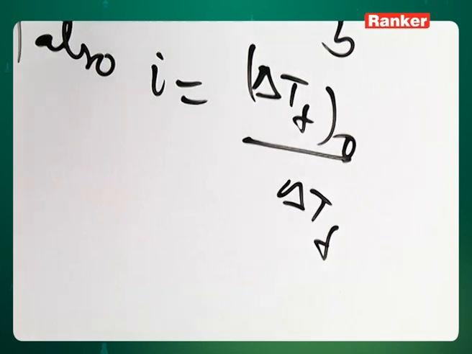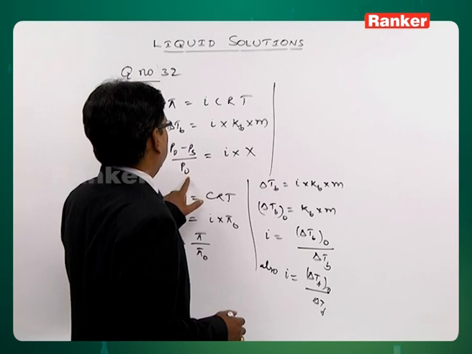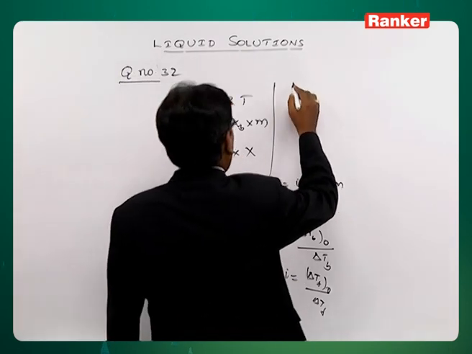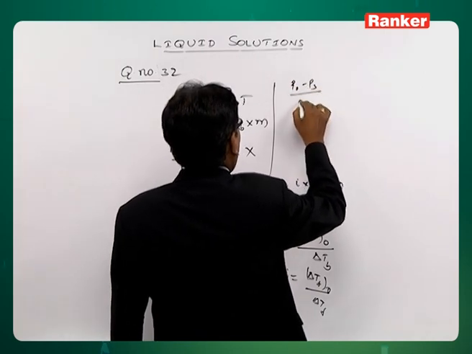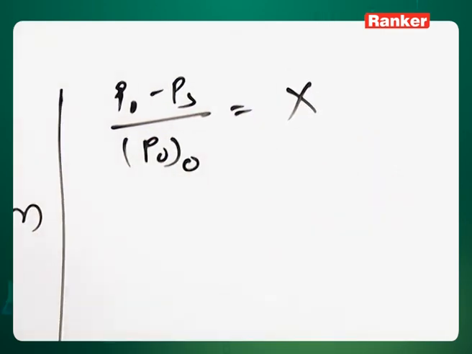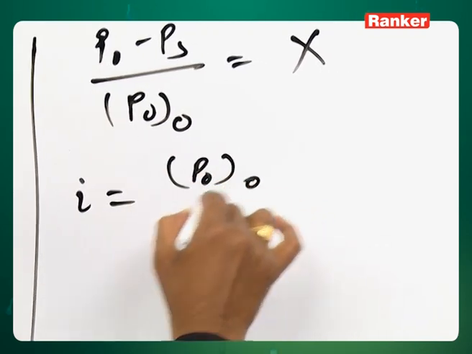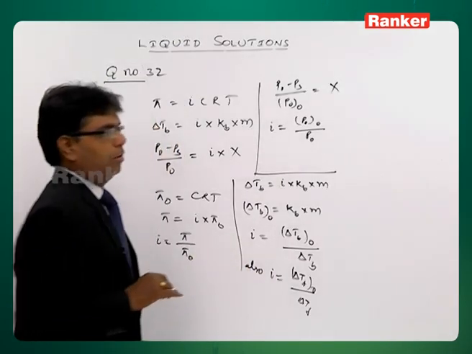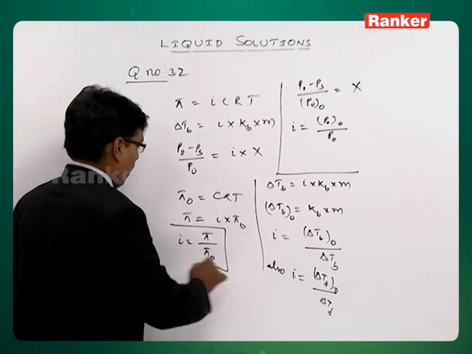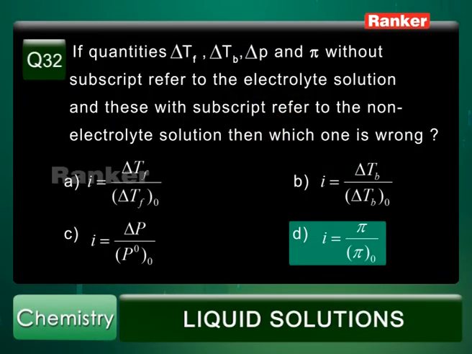Now coming to the vapor pressure case, (P naught minus Ps) by P naught is equal to i into x without subscript. Then with subscript, (P naught naught minus Ps naught) by P naught naught will be equal to mole fraction x. So, if you substitute, you will get i as the ratio of the relative lowering. Now if you look at all 4 options, i equal to pi by pi naught is the correct expression for i, the remaining 3 are wrong. So, the correct answer must be option D.